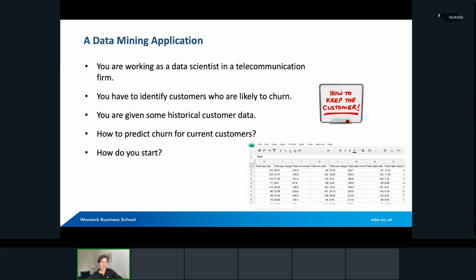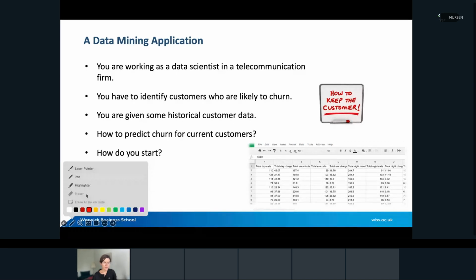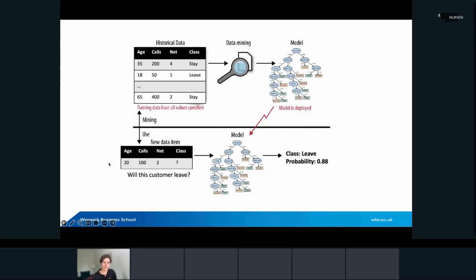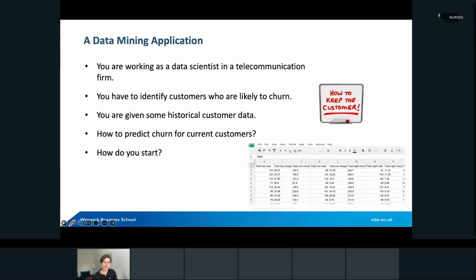I am seeing some answers in the chat, like segment customer types, churners and leavers. Is this what you mean by segmentation? Okay, let's see. Any other answers? So you're given this historical data. Let's say this is our data. The question is, what would be your initial step?